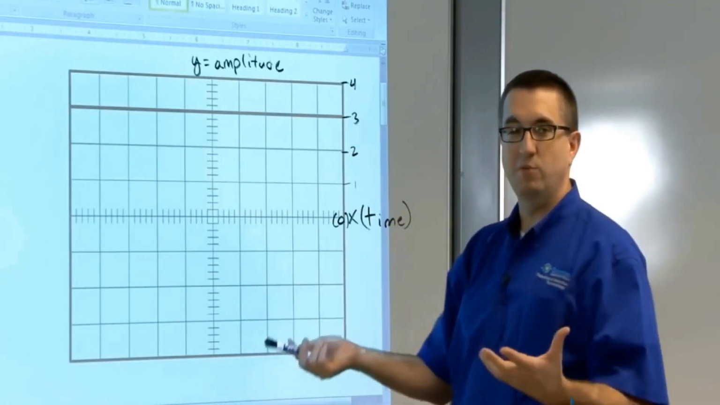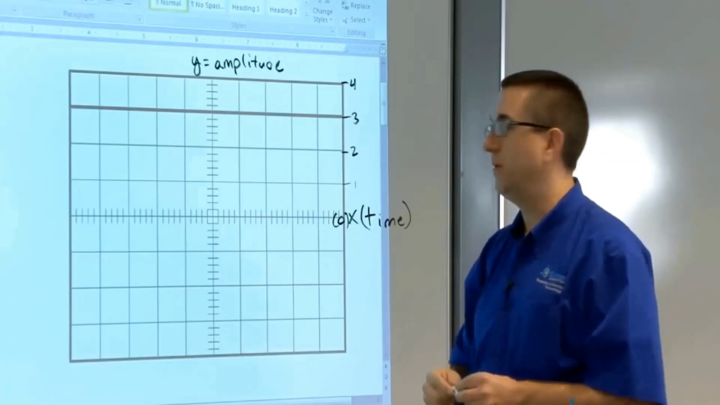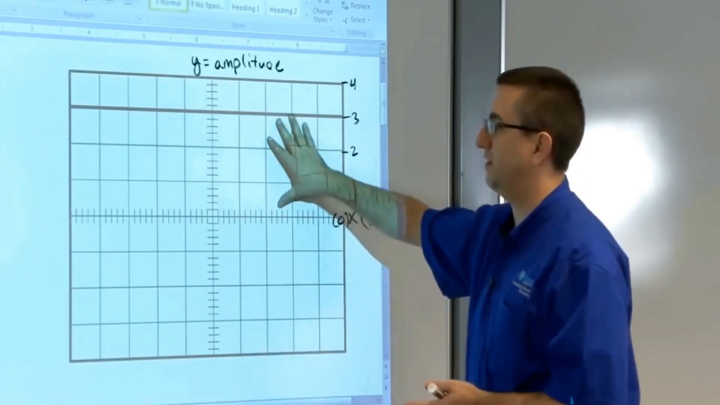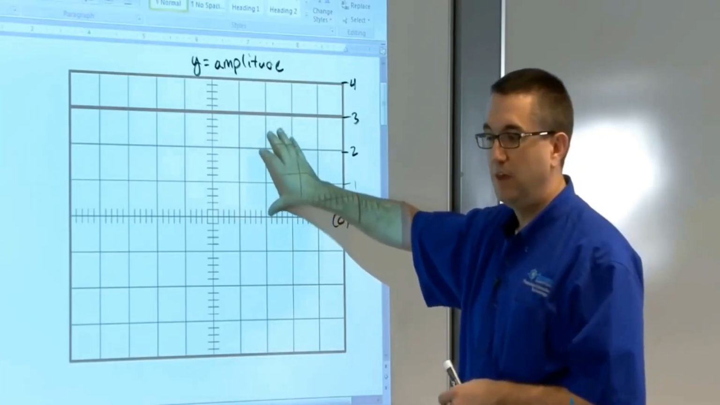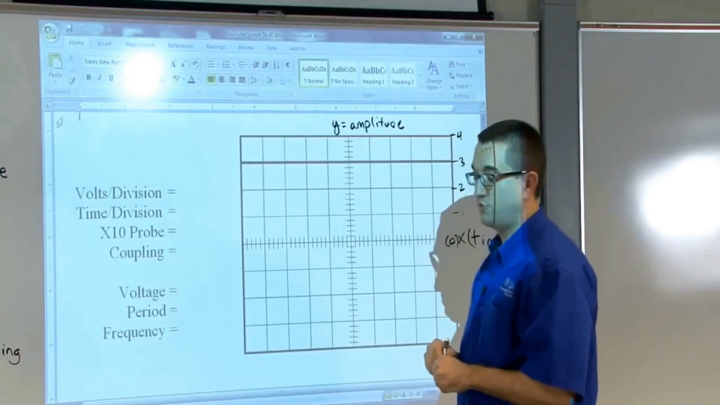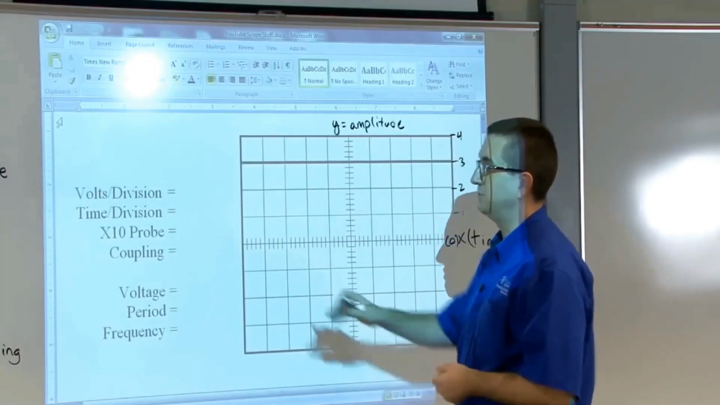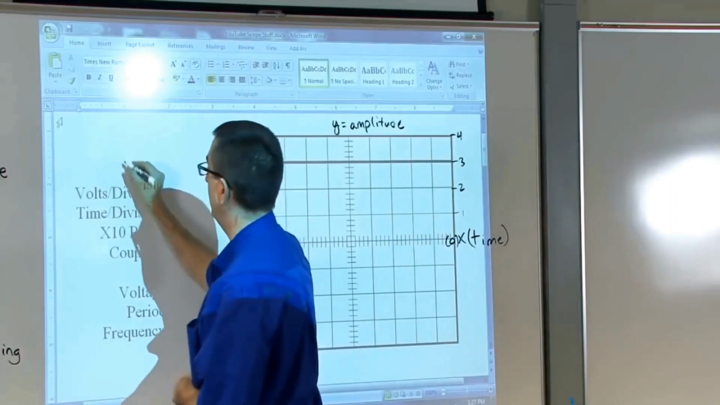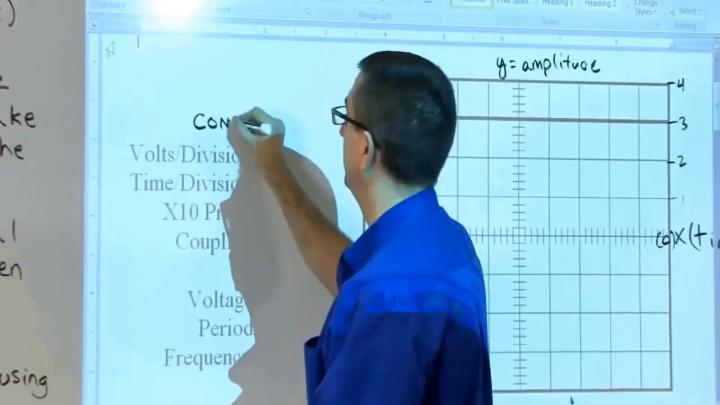And again, in a minute, we'll actually walk over to the oscilloscope here, and we'll actually do it in real time. But first, I want to show you, if you were looking at this trace on an oscilloscope right now, we'd be able to take a measurement using this trace. The first thing we'd have to do is note what our controls are, what our control settings are. So I'm going to write controls here.